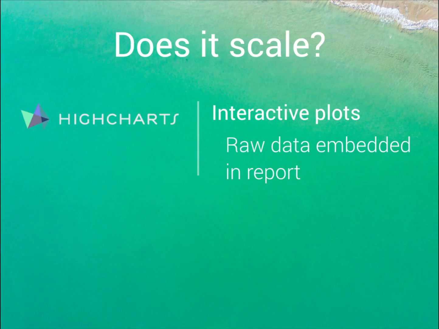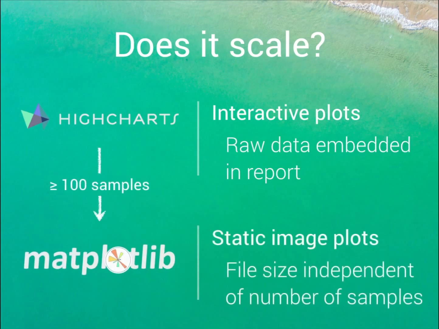To help Highcharts and stop it from crashing your browser, when we hit a certain number of samples, MultiQC instead uses matplotlib and generates static image plots. The advantage of doing this is that a plot is always pretty much the same file size, irrespective of how many samples you use. So the file size becomes independent from the number of samples instead of growing, as it does with the raw data. It also means that your browser can easily render the report quickly without taking too long or crashing.